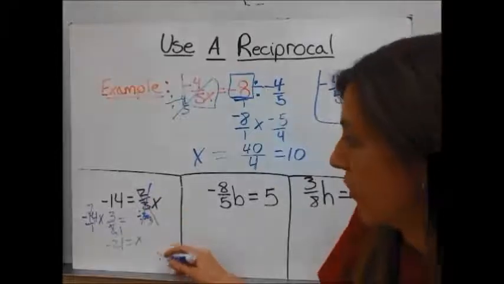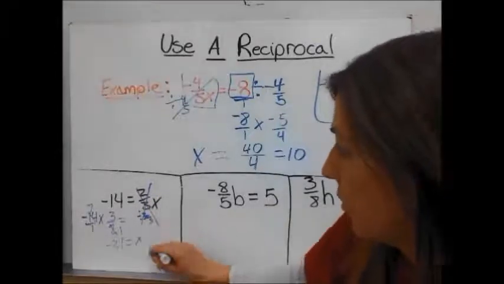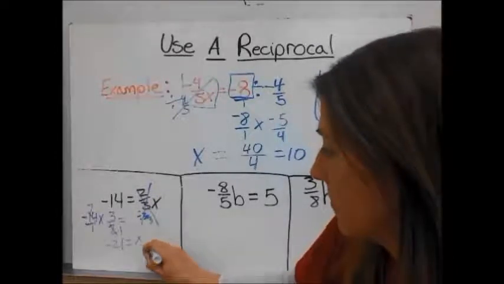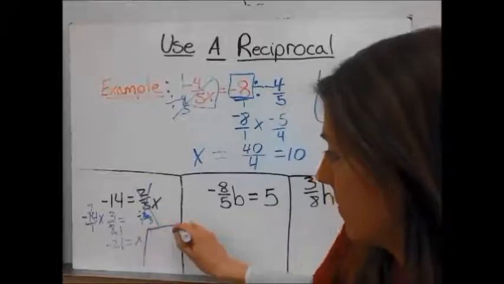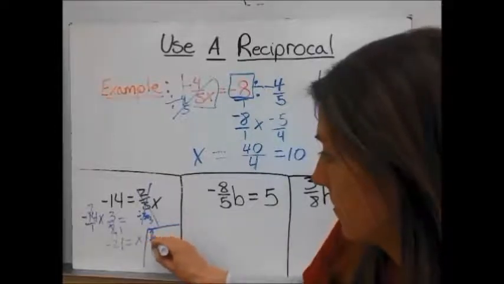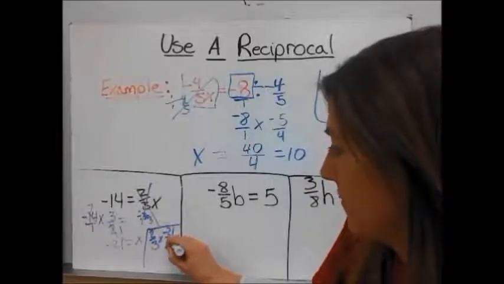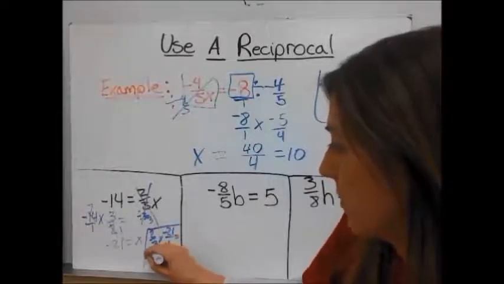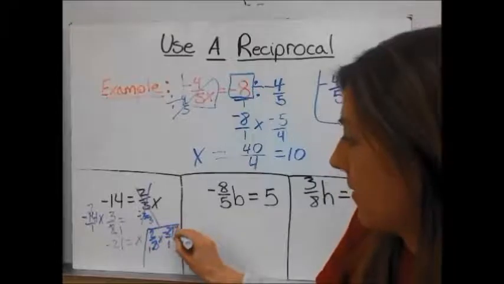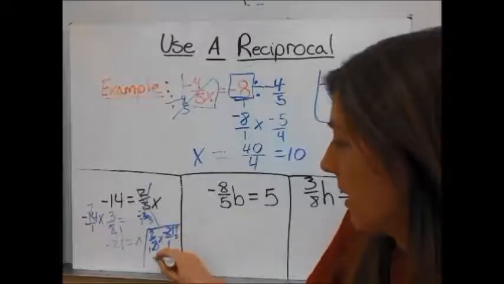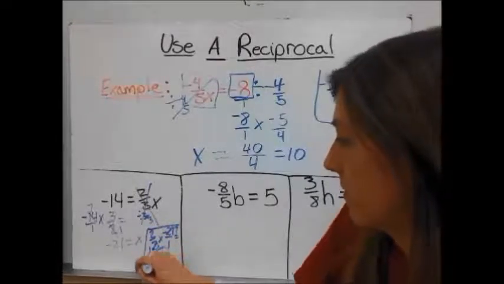I can plug it in to check. 2/3 times the negative 21. That becomes a 1. That will become a 7 if I simplify. And I get negative 14. So it works.